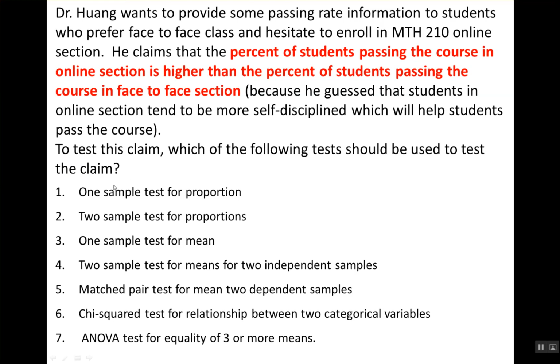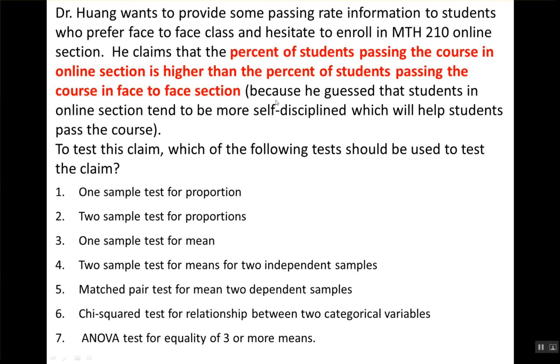Let's take a look at another one. Here, Dr. Huang wants to provide some passing rate information to students who prefer face-to-face class and hesitate to enroll in Math 210 online section. To reduce some anxiety of this type of students, here's Dr. Huang's claim. So he claims that the percent of students passing the course in online section is higher than the percent of students passing the course in face-to-face section. Of course, these are all hypothetical claims that I created.